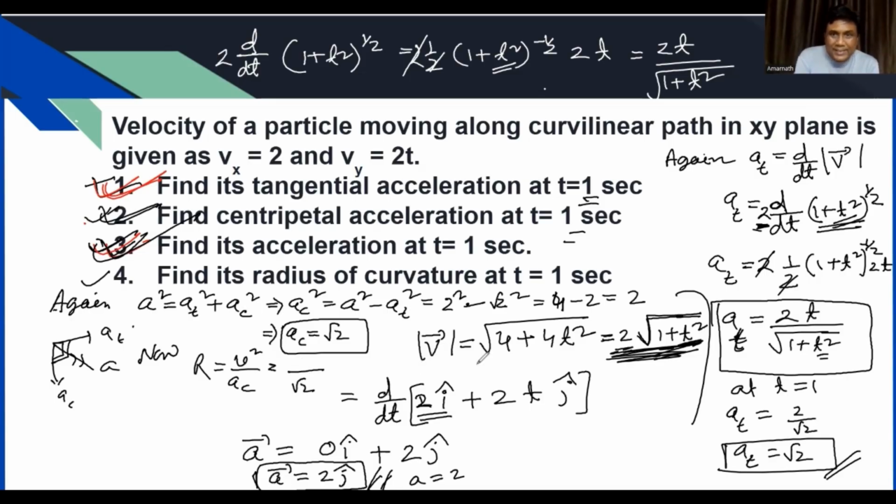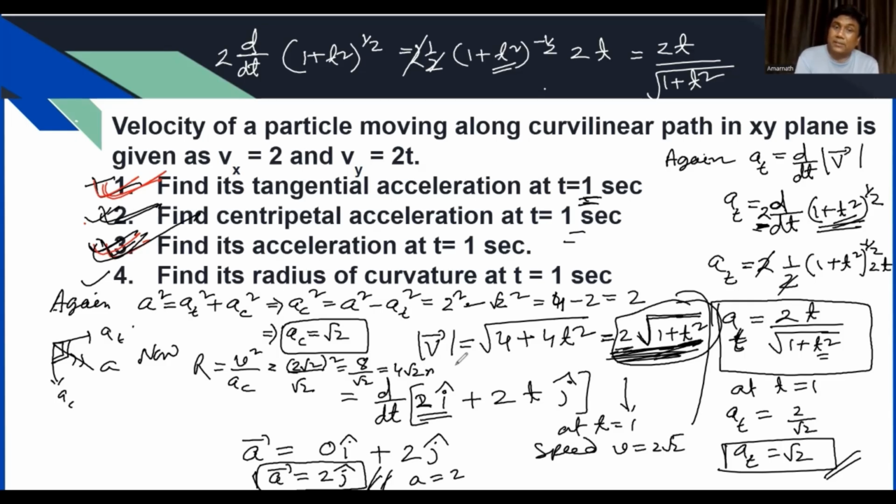And speed is what? Speed is this much. But I want it at t equal to 1, so you can write speed at t equal to 1 as 2 root 2. But you have to square it also. So it means 2 to the 4, 4 to the 8, 8 by root 2. The answer is 4 root 2 meter, because the radius is in meter only.